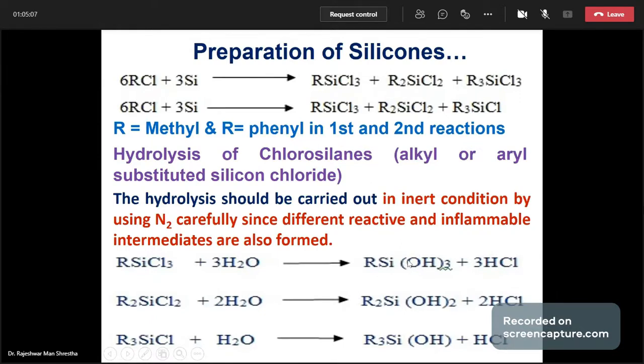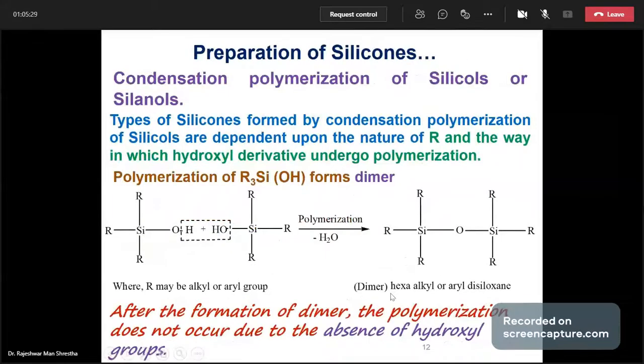This is known as silanol or silicol. The hydrolysis of chlorosilane will form silanol. Some silanols contain three OH groups, some contain two, and some contain one. And next, in the last step, we prepare silicone from silanol.